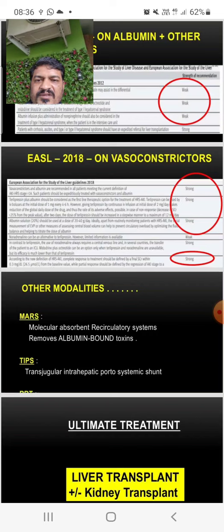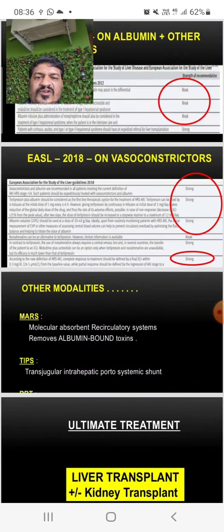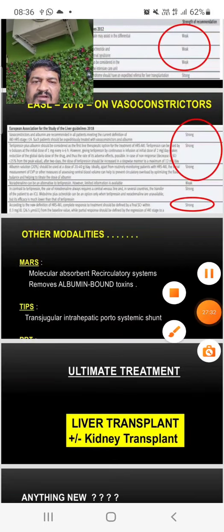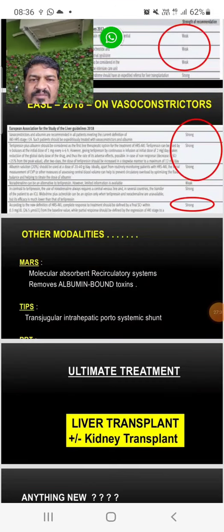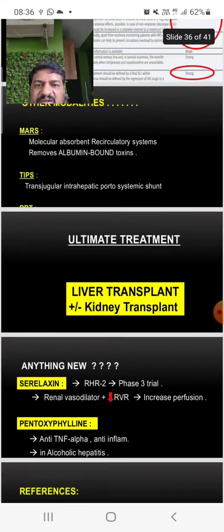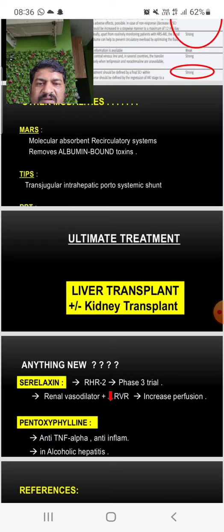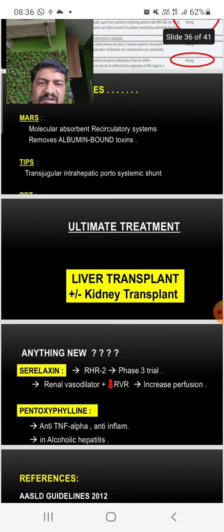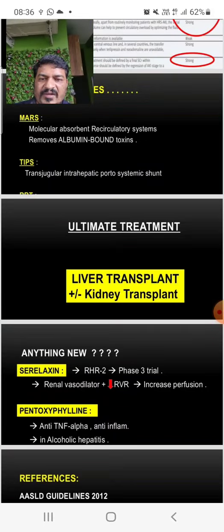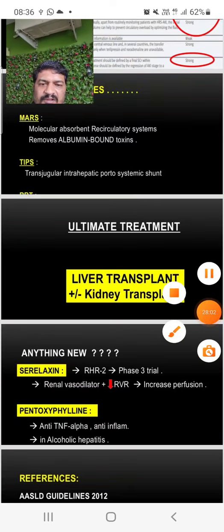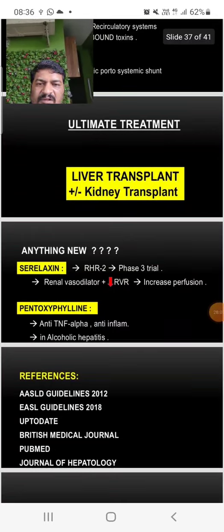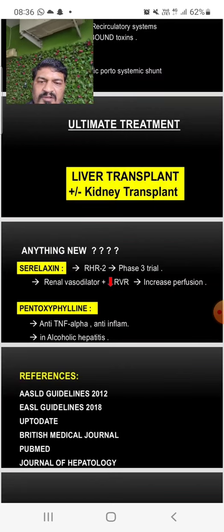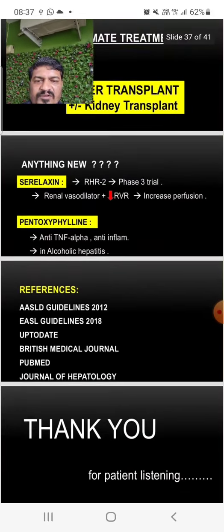Other modalities: MARS, the molecular adsorbent recirculating system, removes albumin-bound toxins; TIPS, transjugular intrahepatic portosystemic shunt. Important is that the ultimate treatment is the liver transplant or kidney transplant. Plasma exchange, N-acetylcysteine, cellexin, and renal vasodilators decrease renal vascular resistance and increase perfusion. Pentoxifylline, anti-TNF alpha, anti-inflammatory, in alcoholic hepatitis. References are from the AASLD guidelines 2012, EASL guidelines 2018, UpToDate, British Medical Journal, PubMed, and Journal of Hepatology.